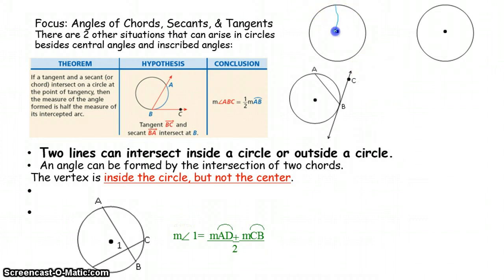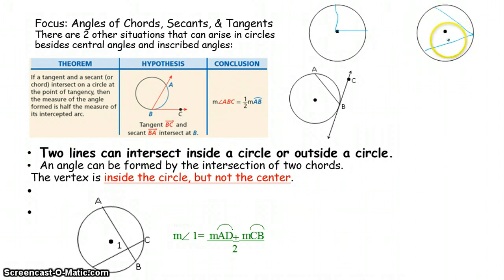We have our central angles. Remember, the vertex is in the center, and the central angle equals its intercepted arc. And we have our inscribed angles. Draw one here, and remember that inscribed angles have their vertex on the circumference. And remember, in this case, your inscribed angle equals half of its intercepted arc.